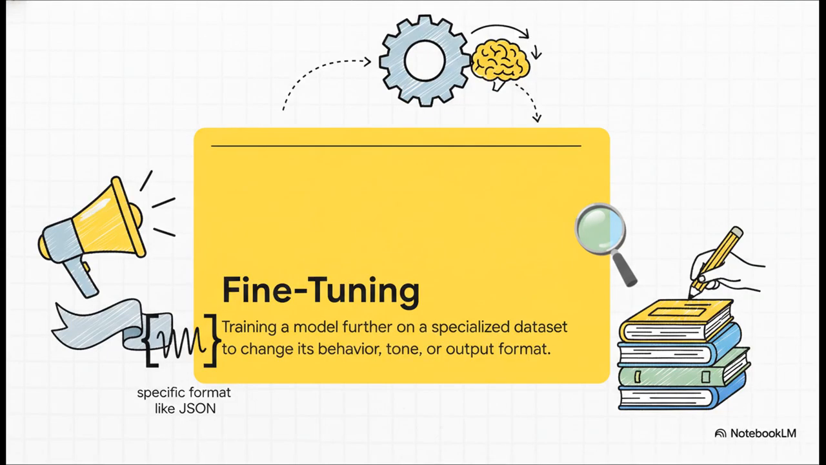Now, this is where a lot of people get tripped up. They confuse RAG with another technique called fine-tuning, but they solve totally different problems. Fine-tuning doesn't teach the model new facts. It changes the model's behavior. You use it to retrain the model so it adopts a specific tone, like your company's brand voice, or to make sure it always outputs in a specific format, like JSON.